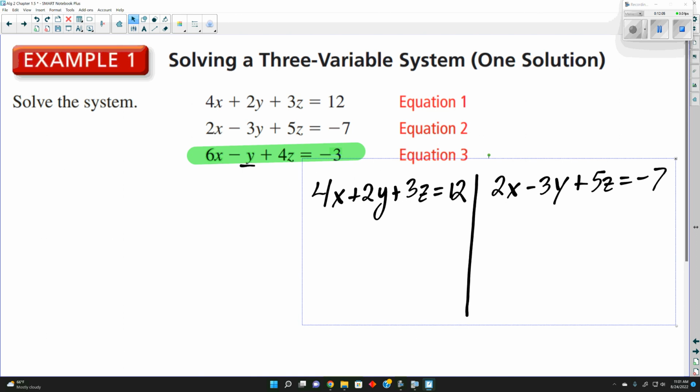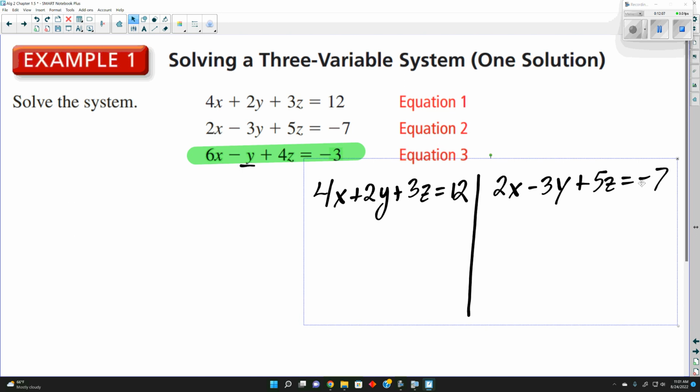Now, I'm going to move this over. You don't have to move it over. I'm just moving it over so I have space to write on the sides.